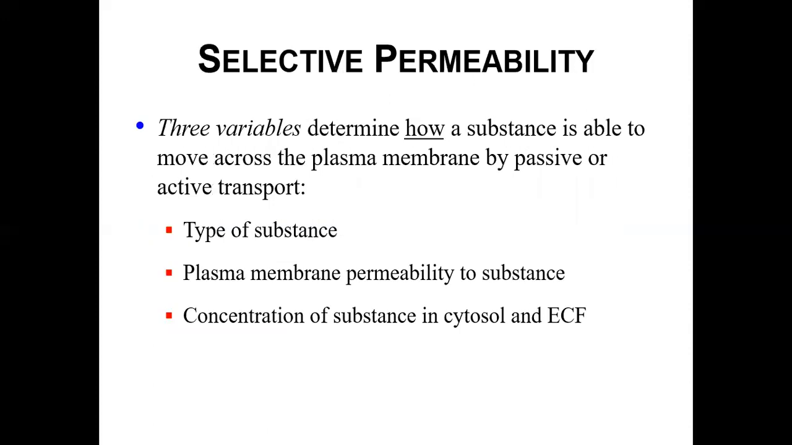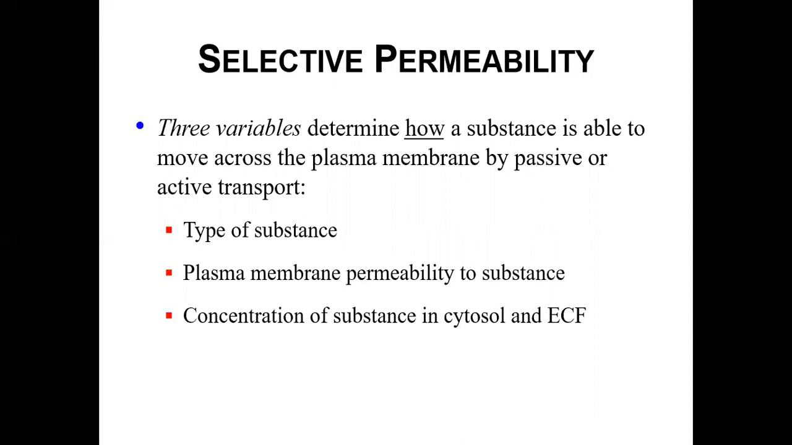So let's look at selective permeability a little bit more. There are 3 variables that help to determine whether or not a particular substance will be transported by a passive mechanism versus an active mechanism. And so 3 things. Number 1, it depends on the type of substance. Certain substances pass very easily through a membrane, some do not. And so many times it depends on the size of the substance or the charge associated with that particular ion or substance, whether that substance is lipid soluble, will it dissolve through the membrane, or is it water soluble? Is it going to have a hard time going through the membrane?